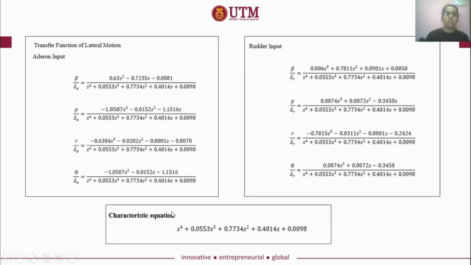So the transfer function of lateral motion is divided into two. One is for the aileron input, and another one is for the rudder input. So we have 4 transfer functions for the aileron input and also 4 transfer functions for the rudder input. As we can observe, the denominator of each transfer function is the same. So the denominator of the transfer function is known as the characteristic equation, which is shown below.